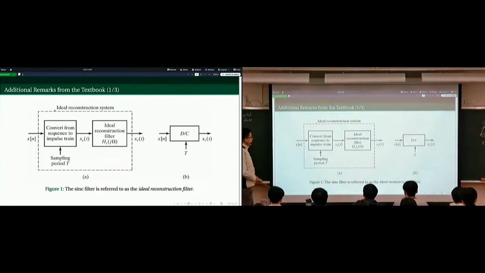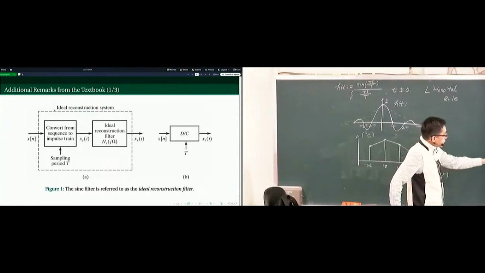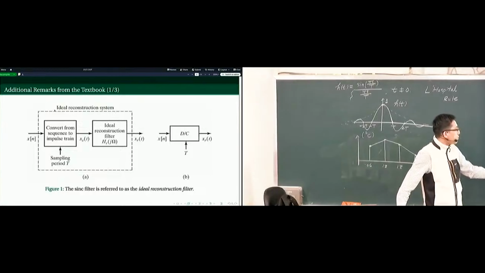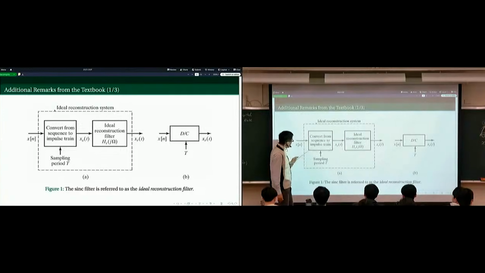So in this chain of signal processing, we begin with samples on the left. That's the input right here. When we take the samples, then by specifying the sampling period, we can convert it to an impulse train, what I call the spike train. We can convert a sequence of numbers into a sequence of impulses. And then we apply a filter to the sequence of impulses. The result is a reconstructed signal.